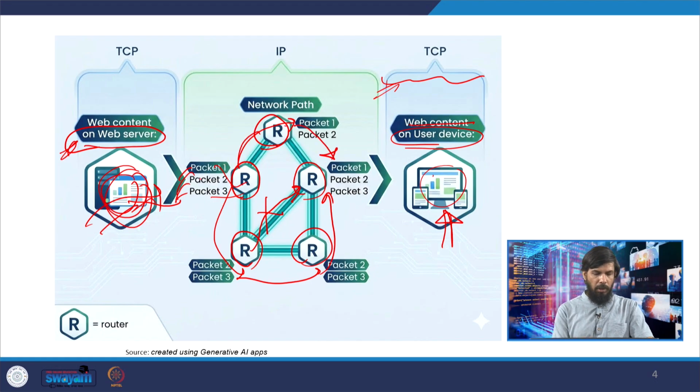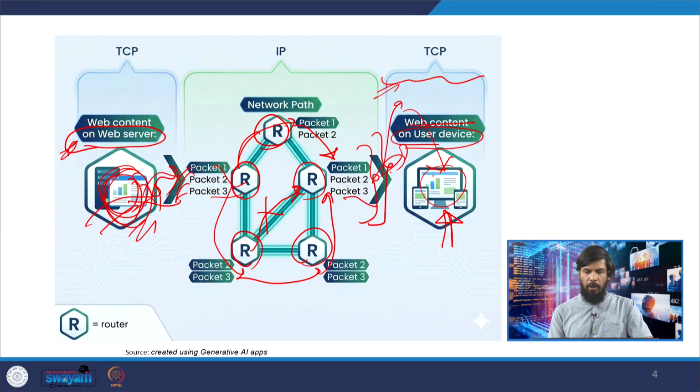So essentially the same page, which was divided into different packets, different chunks, and these different packets might take their own path to reach the destination. Here TCP again comes back, which reassembles these packets, and the page is displayed here, right. So here the page was divided into packets, and here these packets are put together or assembled to create the page.